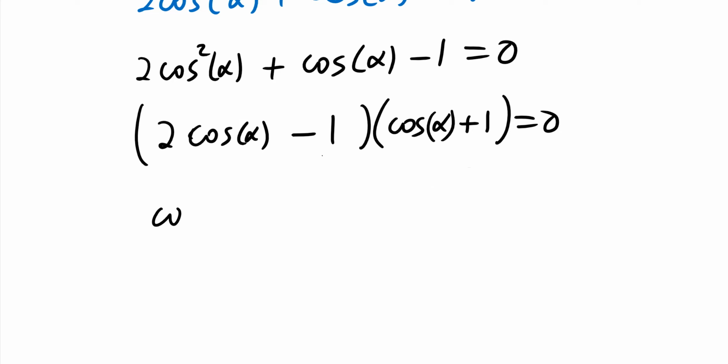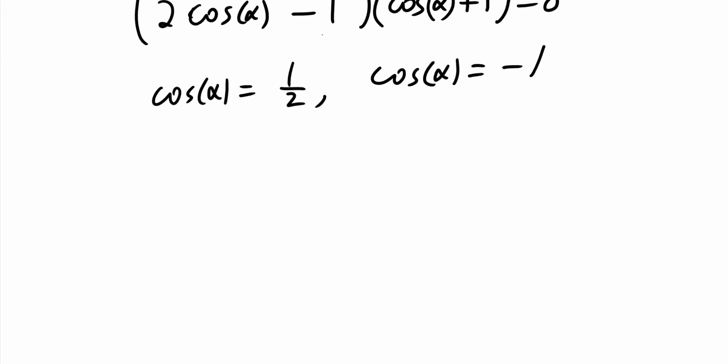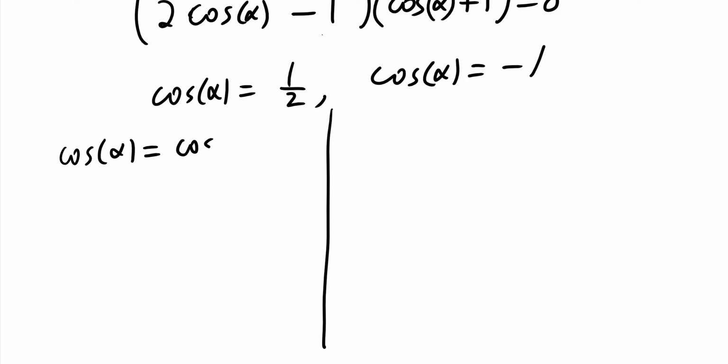So now we can set this equal to 0, and this equal to 0. I got two separate equations that I have to solve. Okay, so I'm going to solve them one at a time. What's the smallest angle whose cosine is 1/2? In radians, it's 60 degrees, which is pi over 3 radians.